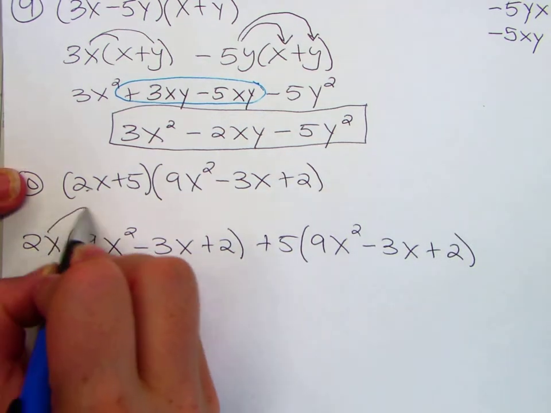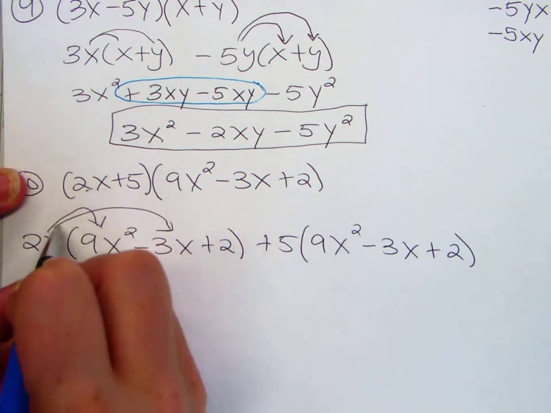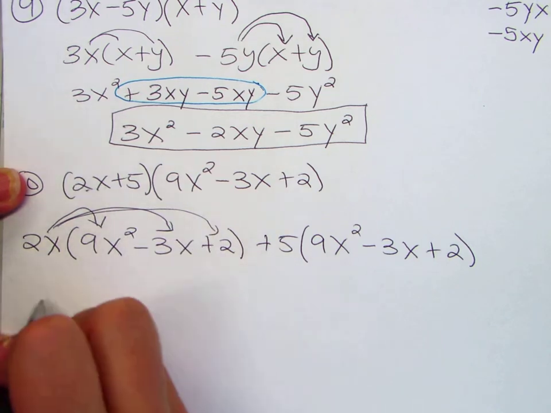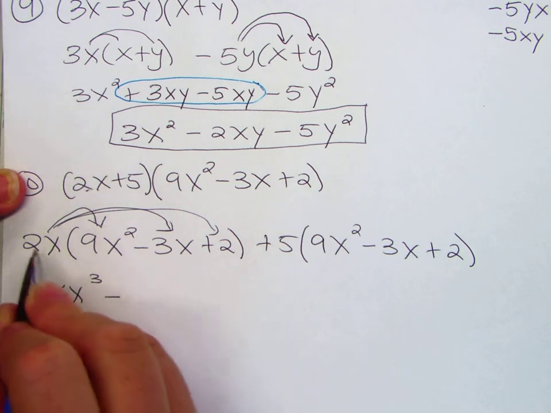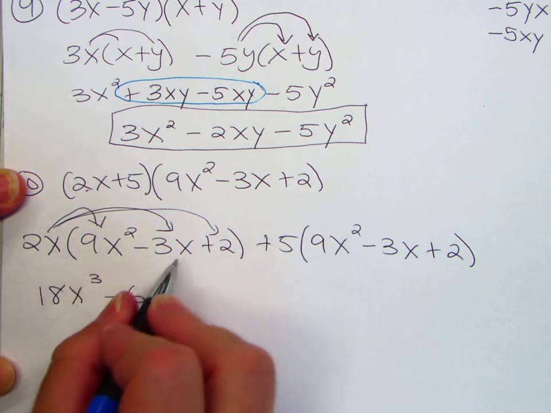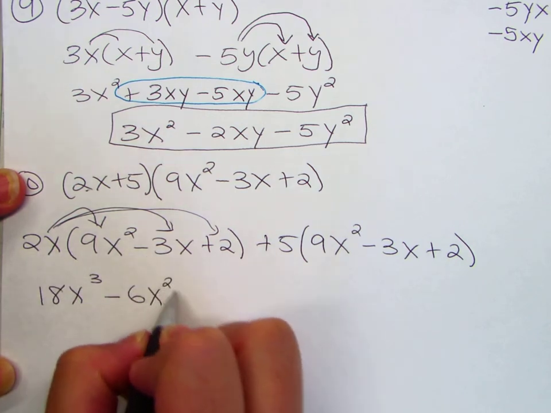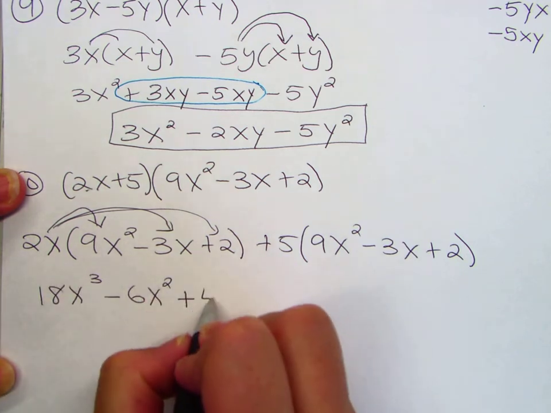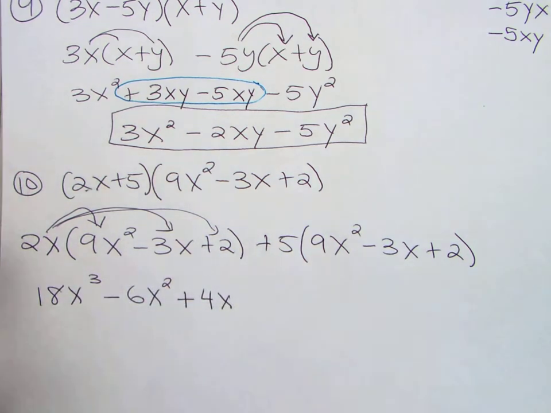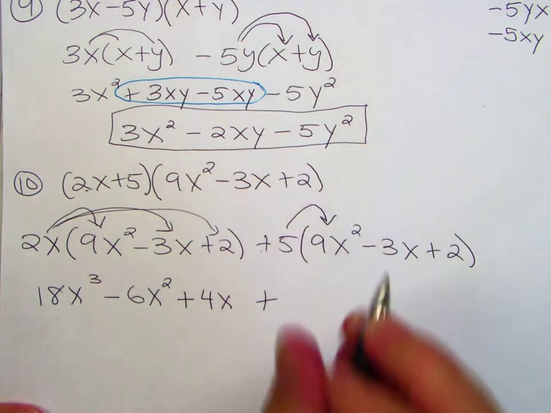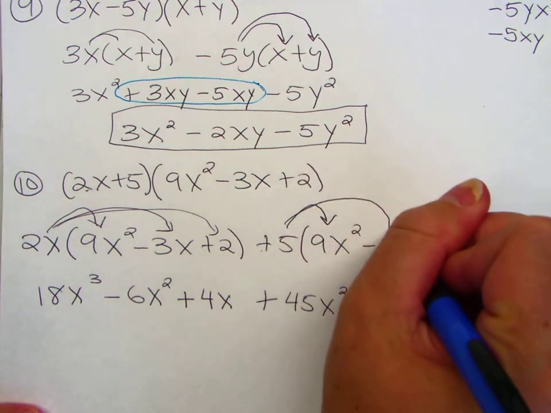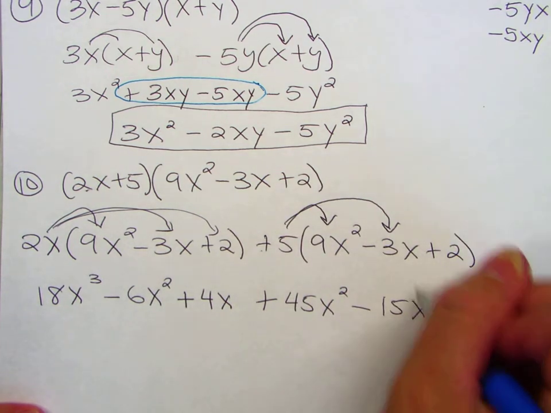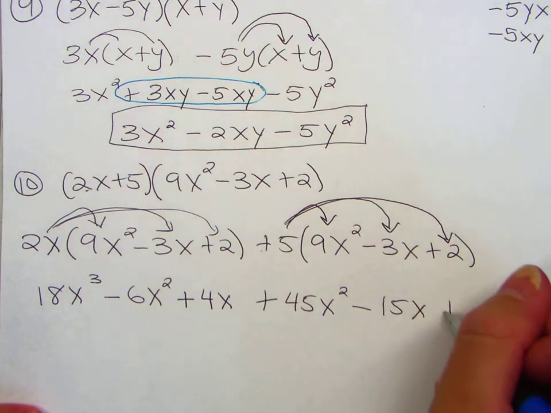Distribute. It's just a little extra distributing. 2 times 9 is 18. X times x squared is x to the third minus 2 times 3 is 6. X times x is x squared. 2 times 2 is 4. Don't forget that x. Plus, now this is nice, it's a plus, so we don't have to worry about signs as much. 45x squared. 3 and 5 is 15x. 5 and 2 is 10.